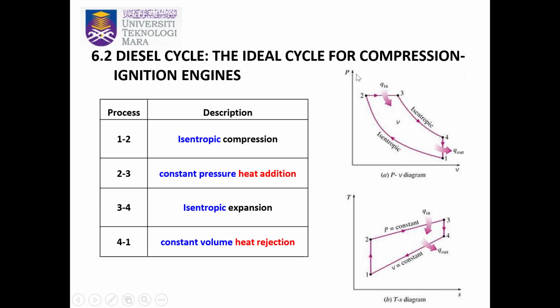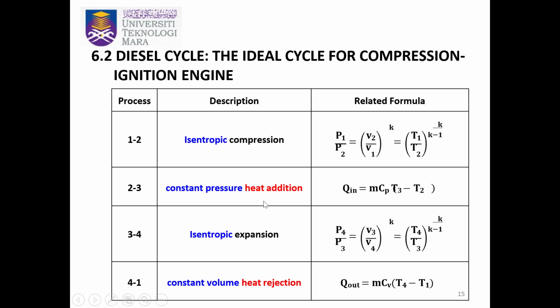Okay, so bila awak lukis dia punya PV diagram untuk dia macam ni. Dia ada satu constant pressure and one constant volume and two isentropic punya process. Kalau TS diagram dia bentuk dia macam ni lah. We have two constant entropy, constant entropy 1 to 2, 3 to 4.